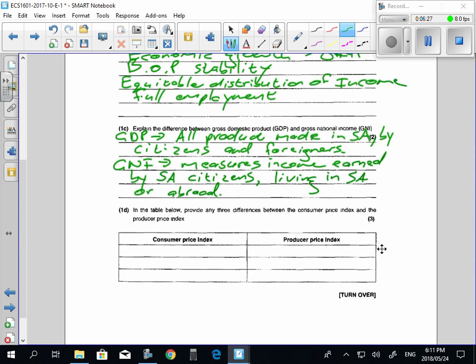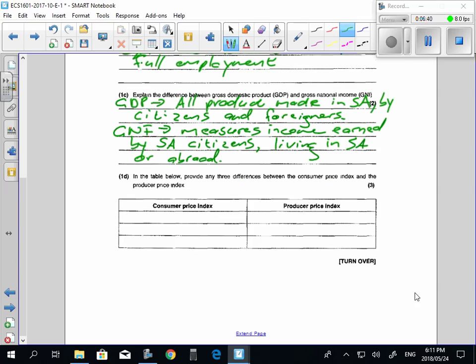In the table below, provide three differences between consumer price index and the producer price index. Remember the CPI and the PPI. We use the change in CPI to calculate our inflation rate. And the equation that you need to remember to calculate your percentage change in any variable is the new minus the old, over the old, times 100, equals your percentage change.